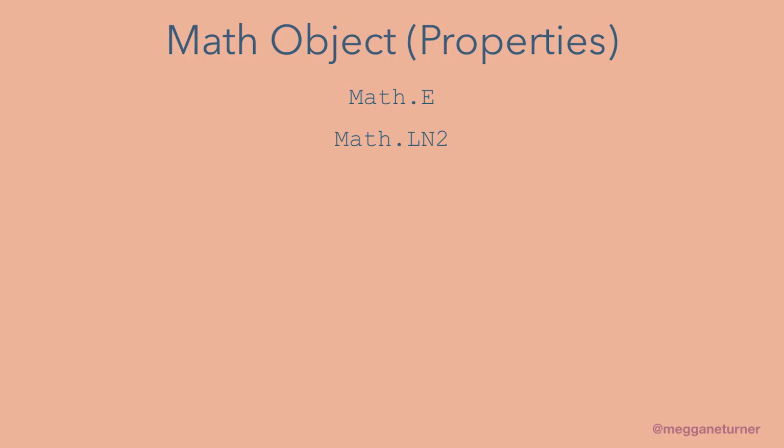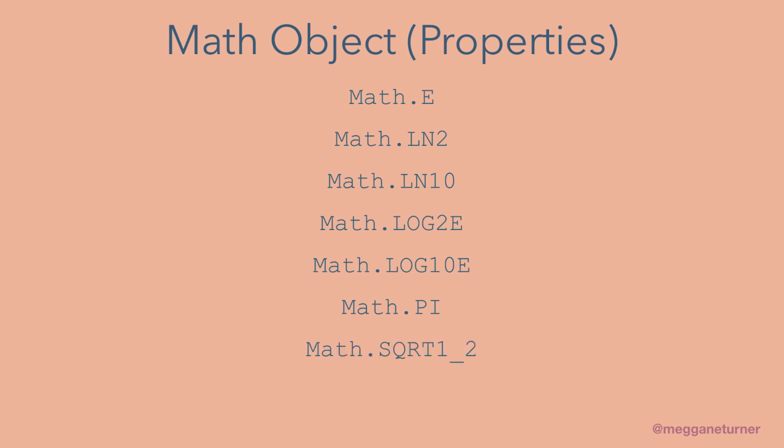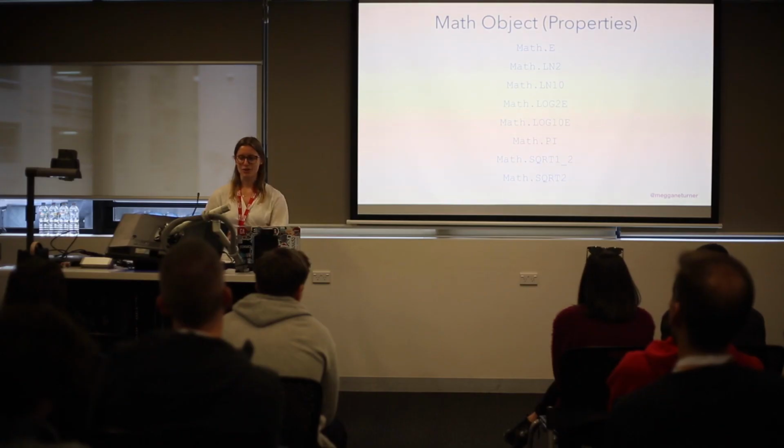We've got LN2, which will return the natural logarithm of 2. LN10 will return the natural logarithm of 10. LOG2E will return the base 2 logarithm of e. There's lots of stuff in here about logarithms, I'm sorry. LOG10E will return the base 10 logarithm of e. PI, finally something I know, will return pi. We've also got SQRT1_2, which will return the square root of 1/2, and SQRT2, which will return the square root of 2. Not a mathematician, so I don't know the significance of any of these, just putting them on here.